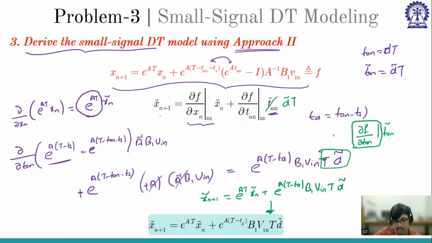So this was supposed to be t on perturb, but t on perturb is d perturb into t, so I have mentioned t into d perturb. So I have written in terms of xn as well as d perturb. If it was supposed to be t on perturb, then I'll get e to the power a t minus td b1 v in into t on perturb. Right? So td perturb or t on perturb, depending upon what value you want, you can change it by means of this equation. Is that clear?